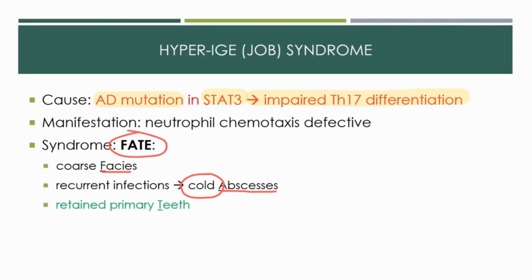Another difference is that in leukocyte adhesion deficiency, the umbilical cord is retained. In Job syndrome, patients retain their primary teeth, and the T is for teeth. So if you see a passage that says something about 2 rows of teeth, bingo. On the boards, that's Job syndrome.